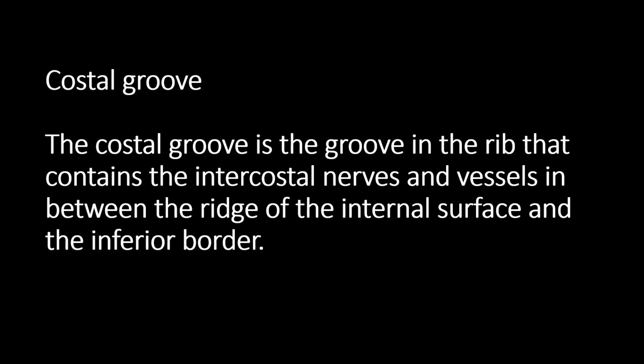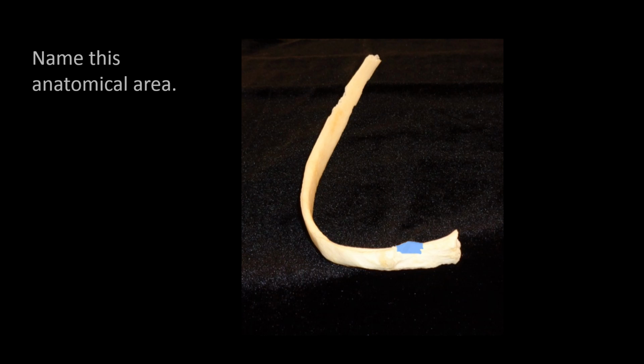Costal groove. The costal groove is the groove in the rib that contains the intercostal nerves and vessels in between the ridge of the internal surface and the inferior border. Name this anatomical area.